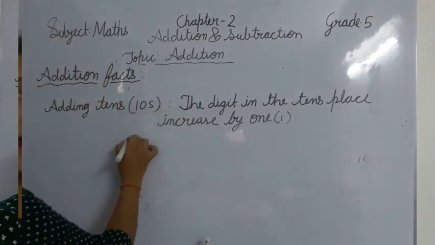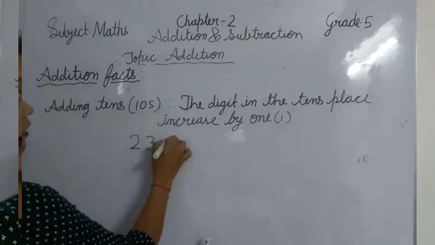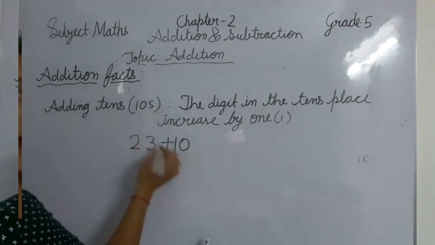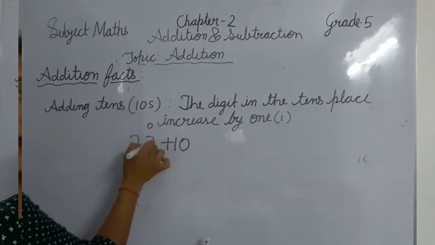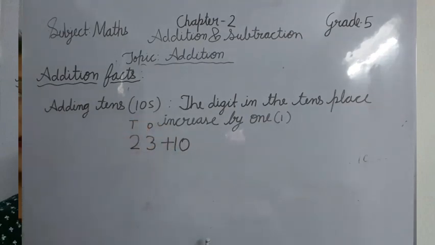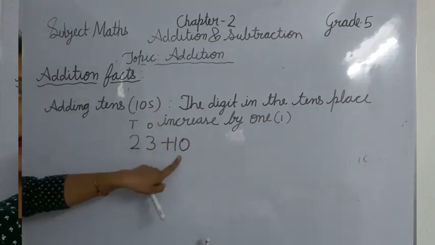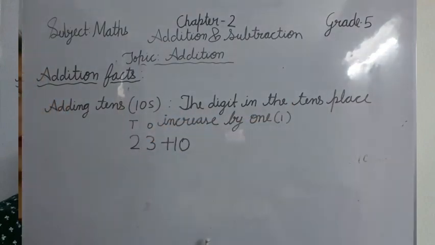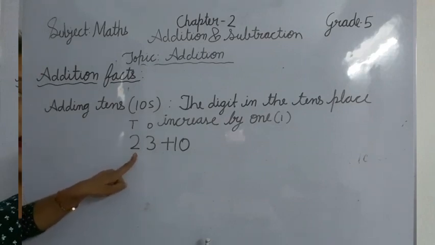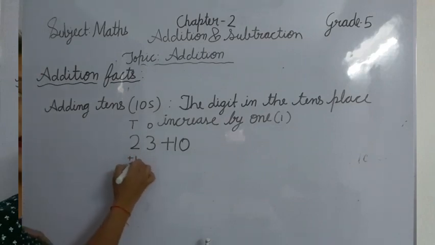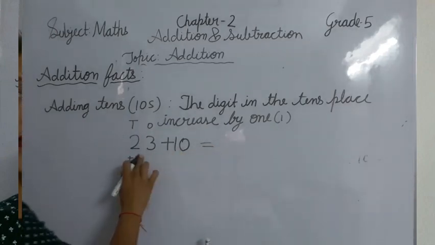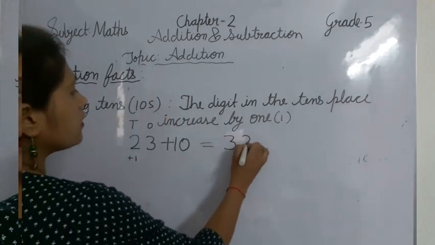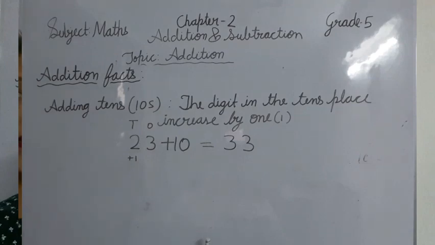If I am saying 23 plus 10. Yes, so in 23 this is 3 ones, 2 tens. So when we add tens to any number, the digit in the tens place increases by 1. Which digit is here in the tens place? 2. But increase by 1. So here we have to increase 1. So what will be the answer here? 33. So let's take one bigger number here.